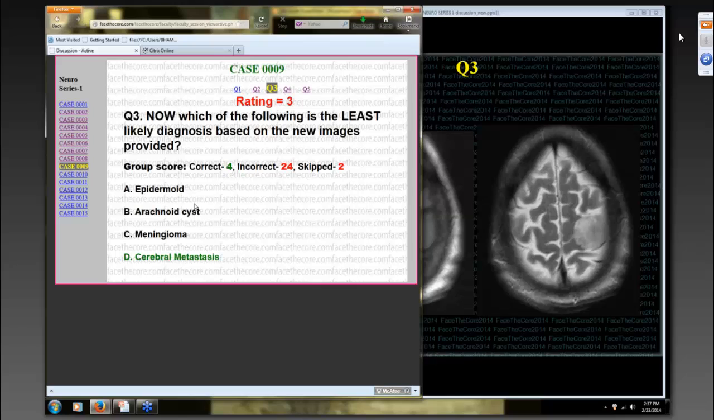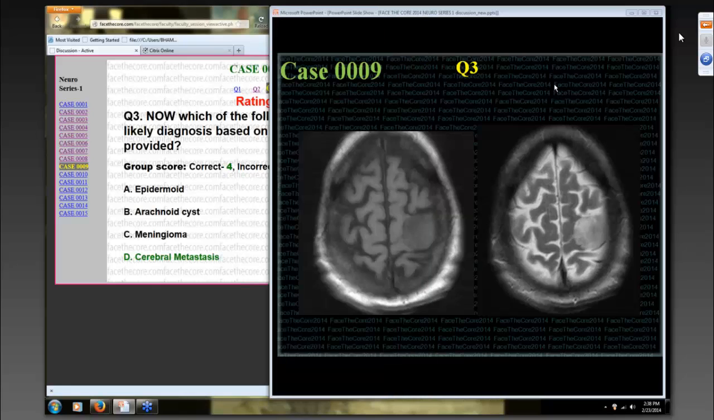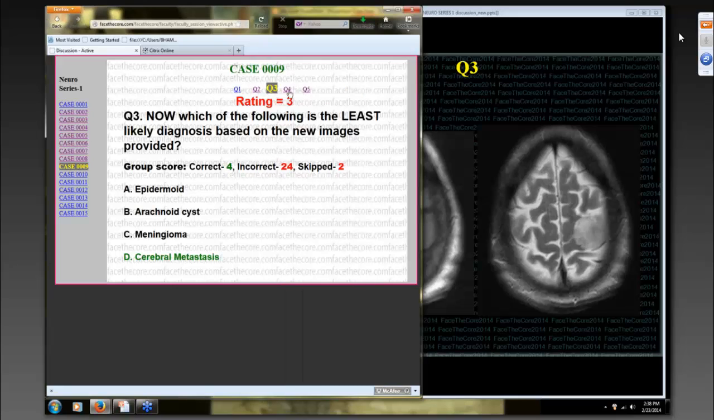All others are epidermoid, arachnoid cyst, which can be extradural, meningioma is extradural, while cerebral metastasis is intracranial or parenchymal, and this obviously is from the sharp margin of the lesion that you are seeing. This is a definite extra-axial mass with positive restriction, so cerebral metastasis is definitely out of the differential, but you can always consider other extra-axial lesions in the possible differential.